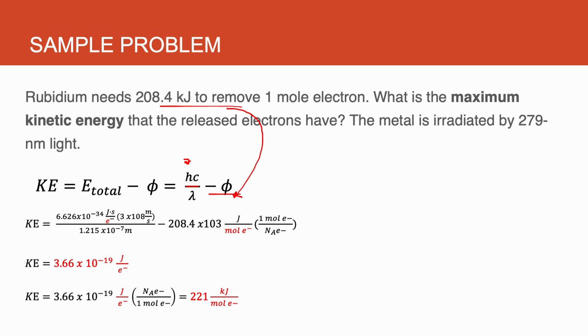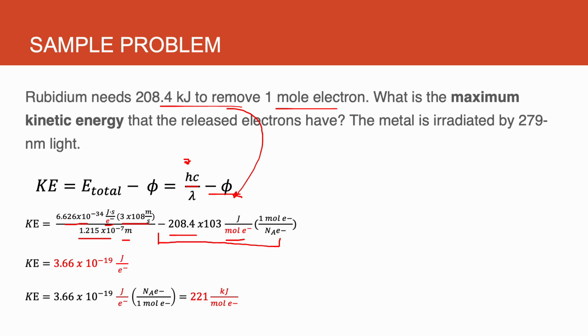Okay, so you have your Planck's constant. Remember that it is per electron. You have your speed of light and your wavelength. Your wavelength is in terms of meters, to accommodate your meter per second in your speed of light, minus your work function. Your work function is actually per mole electron, so you should have mole electron here. Joules per mole electron.